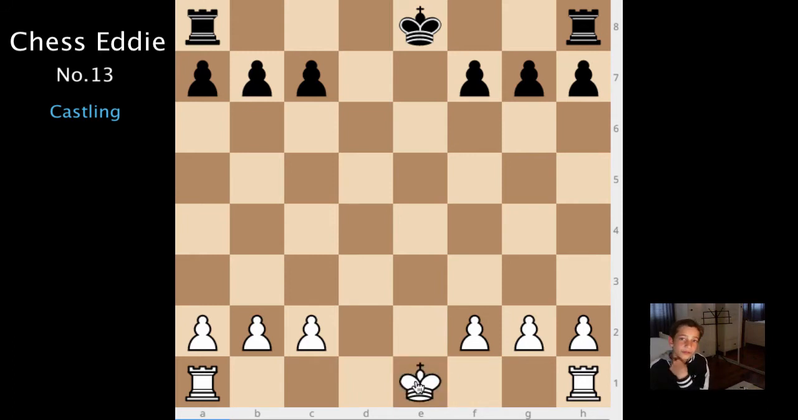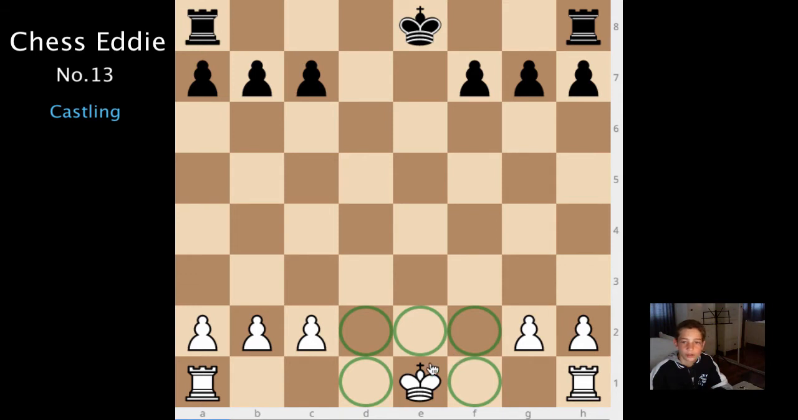Same thing for the king. If the king moves anywhere, for example, if I were to take off this pawn, then if the king were to move to f2, f1, e2, d1, or d2, it still wouldn't be able to castle, even if it came back from any of those squares.